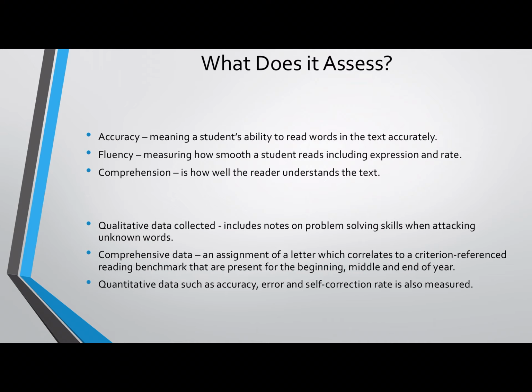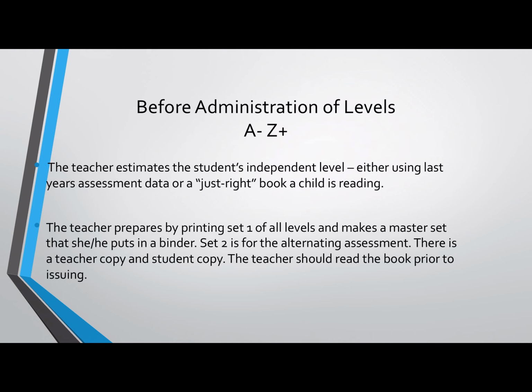Qualitative data collected includes notes on problem-solving skills when attacking unknown words. Comprehensive data is an assignment of a letter which correlates to a criterion reference reading benchmark that are present for the beginning, middle, and end of year. And quantitative data such as accuracy, error, and self-correction rate is also measured.